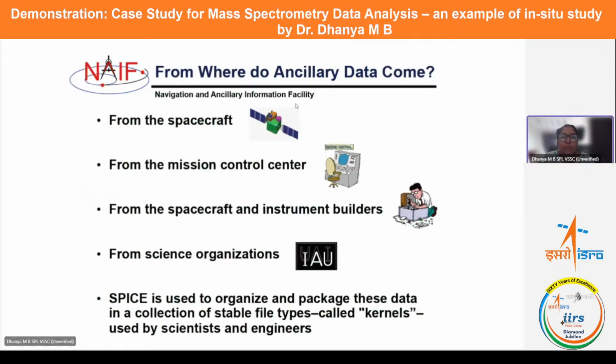There is some information which we should get from the spacecraft, and certain information will be given by the mission center. Spacecraft builders also have to give some information on the reference frame of the spacecraft. Instrument builders have to specify where the instrument detector is and what the entrance aperture is in a given coordinate system. There are also certain planetary constants available from organizations like the IAU. All this information is available in files called kernels, which are used in deriving the ancillary parameters.